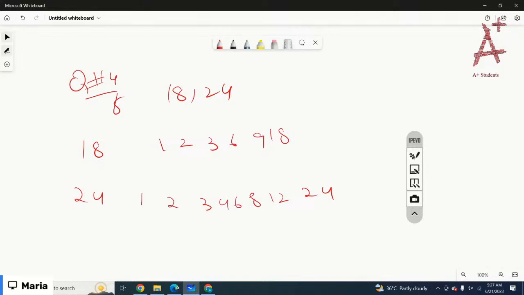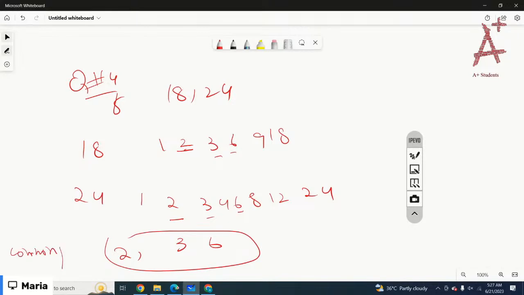You can find the common factors very easily. See, 2 is common, 3 is common and 6 is common. That means the common factors are 2, 3 and 6. Got it? Okay, let's just move on to the next question.